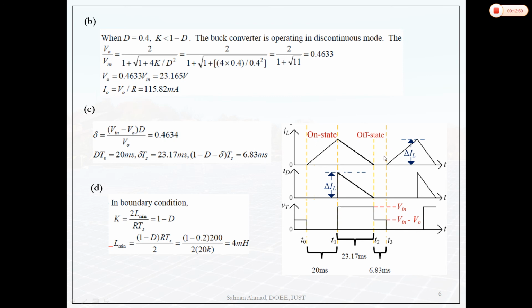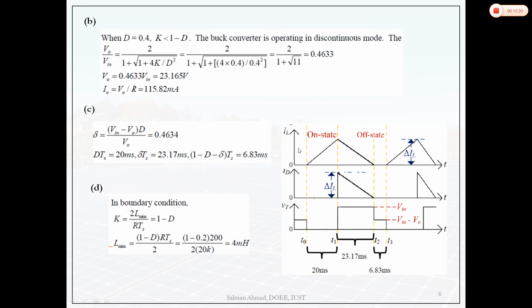Now when both the transistor and diode are turned off, that time we can calculate using 1 minus D minus delta times TS. That time we get is 6.83 milliseconds. So here you can see that we have 6.83 milliseconds when both the switches are turned off. When the transistor is turned off and the diode is conducting, that time is 23.17 milliseconds. When the transistor is turned on and the diode is turned off, that time is 20 milliseconds.